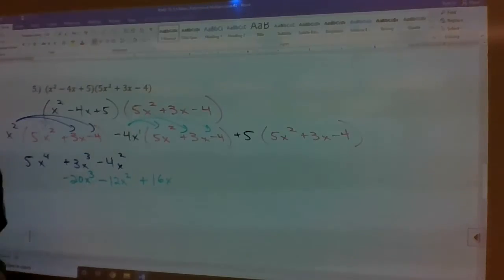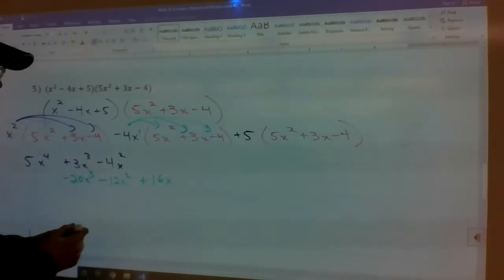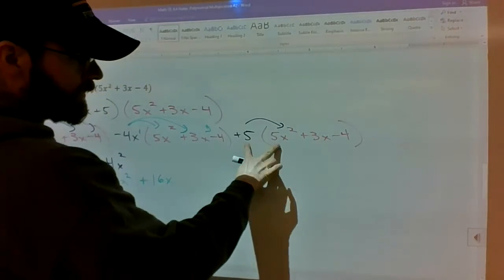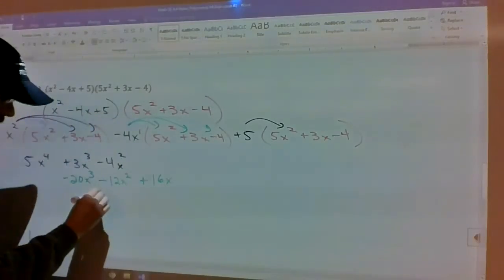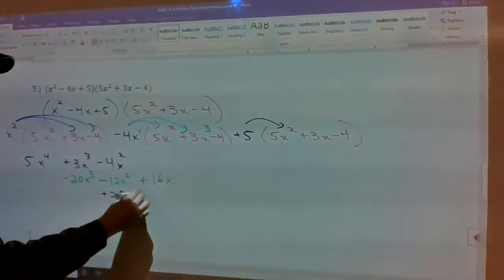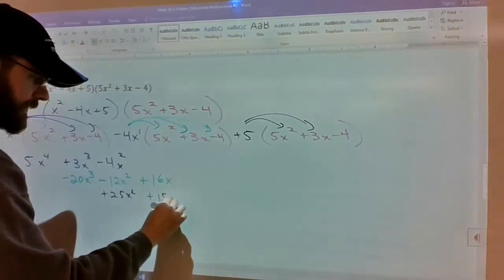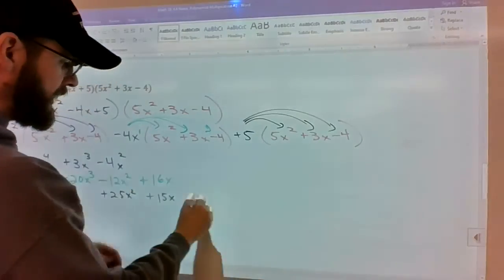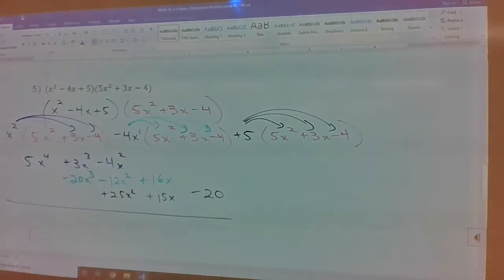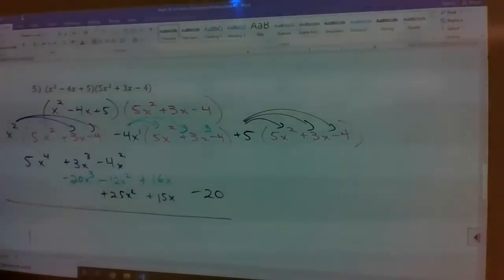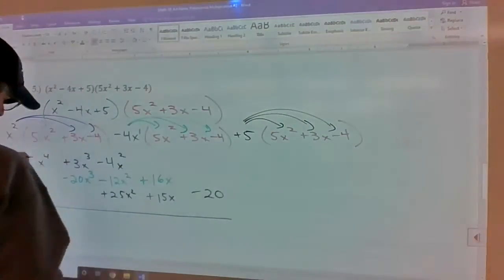And I think I ran out of colors, so I'm just going to go with black ink on the last one. 25x squared would go under the x squared. It's positive. Plus 15x. And then minus 20, that would be a new column as well. Okay, so we'll add the stacked like terms, and that'll be our final answer.